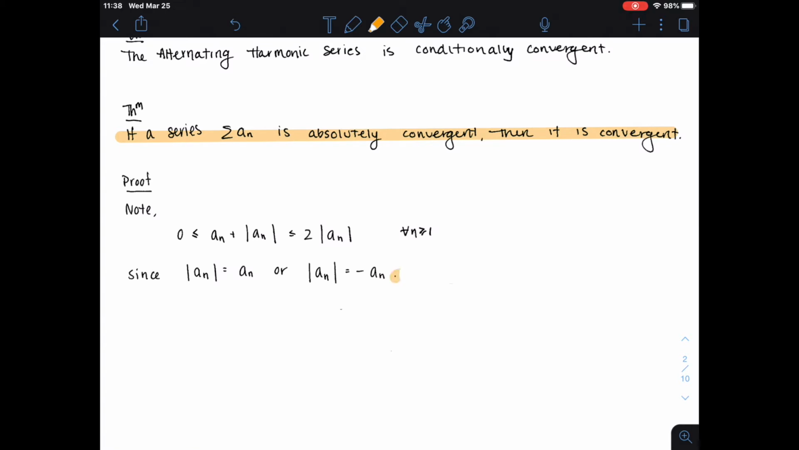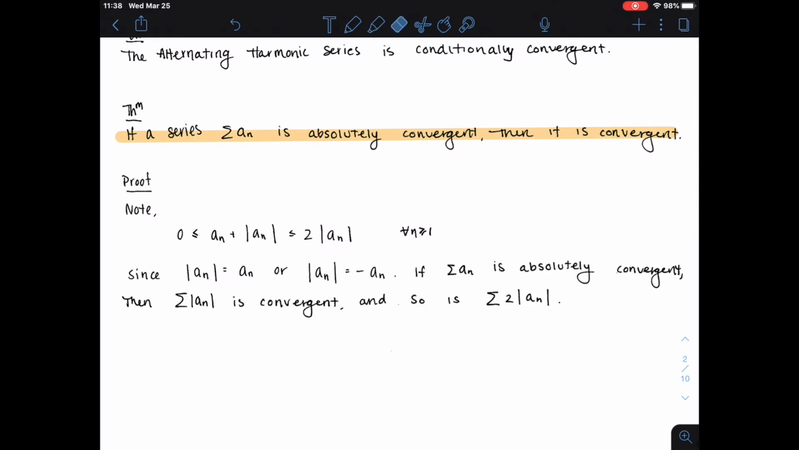So if you know that the sum of an is absolutely convergent, then when you add those absolute values, it's also convergent. So if you take 2 times it, it's also convergent. So pretty much by the comparison test, when you sum this up, the sum of 2 times an will be a convergent series. So that means by the comparison test, this term is positive. So when you sum this up, it's also going to be convergent. Okay?